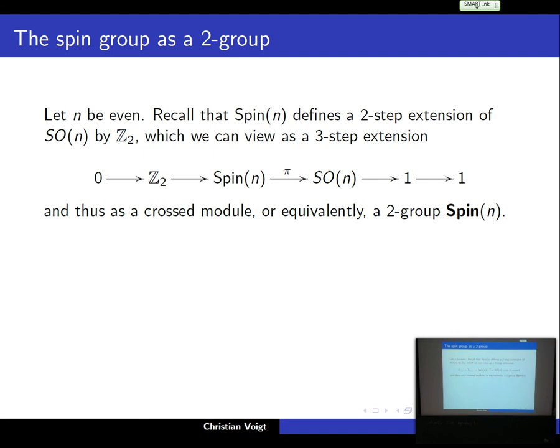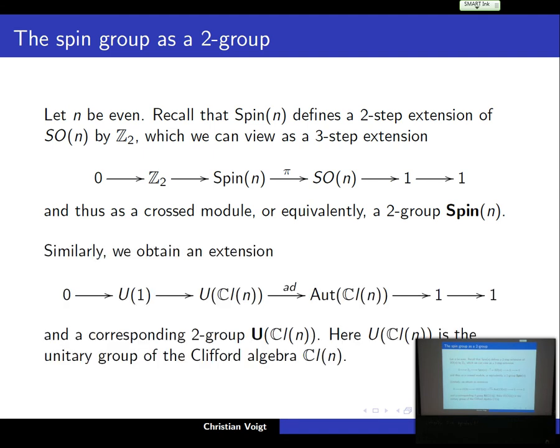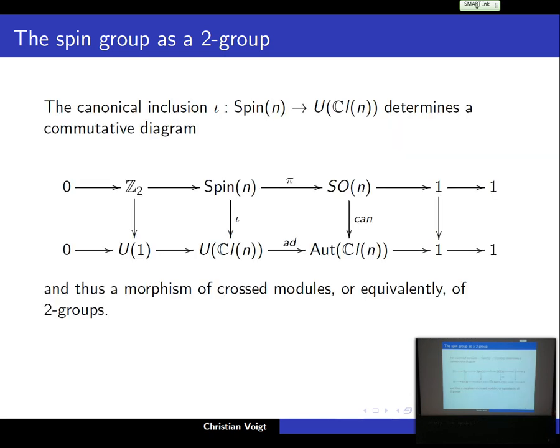And in this way, you get a two-group, right? And similarly, you get an extension by looking at the Clifford algebra and unitaries in the Clifford algebra. So here, this is the unitary group of the Clifford algebra. And unitaries act as automorphisms just by conjugation, and the kernel is U1. So you get another extension, which you can view as a two-group if you want. Okay.